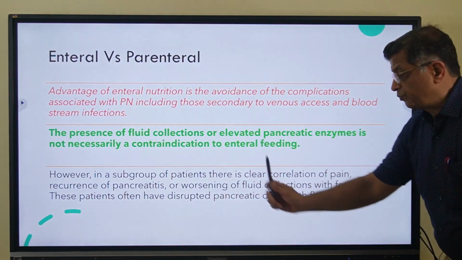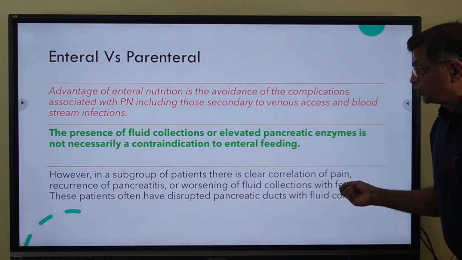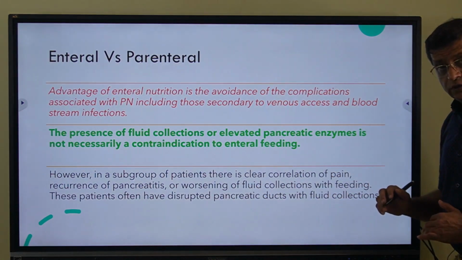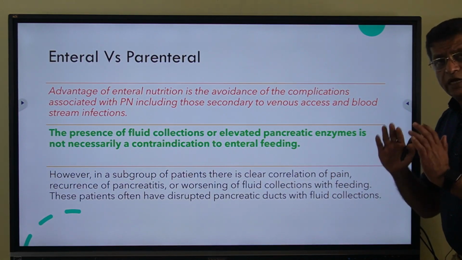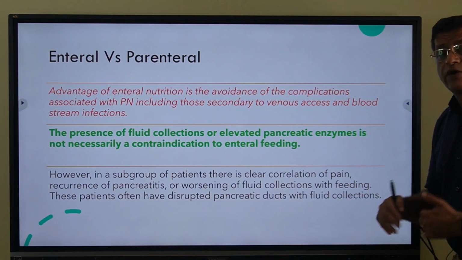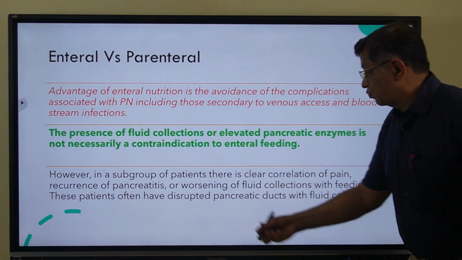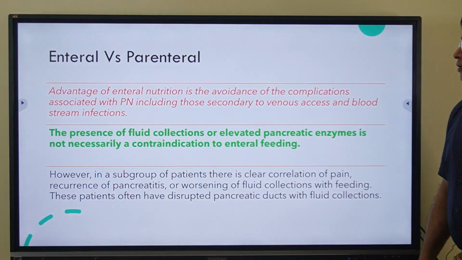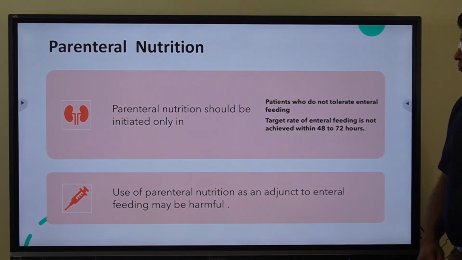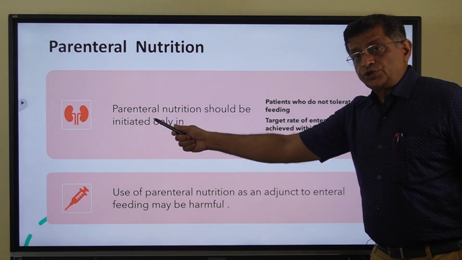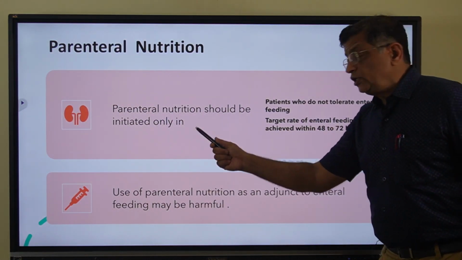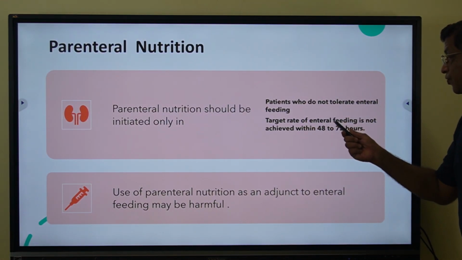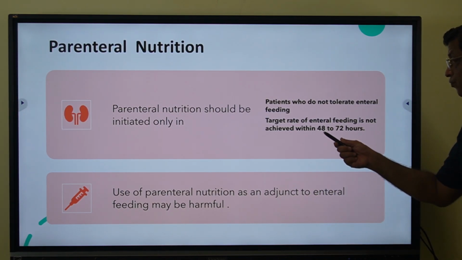However, in a subgroup of patients, there is clear correlation of pain or recurrence of pancreatitis or worsening of fluid collections with the feeding. So in some seriously ill patients, whenever you give enteral feeds, they have increased pain or bloating or worsening of fluid collections. These are the patients who will require parenteral nutrition. So parenteral nutrition is initiated only in those patients who do not tolerate enteral feeds and the target rate of enteral feeding is not achieved within 48 to 72 hours.